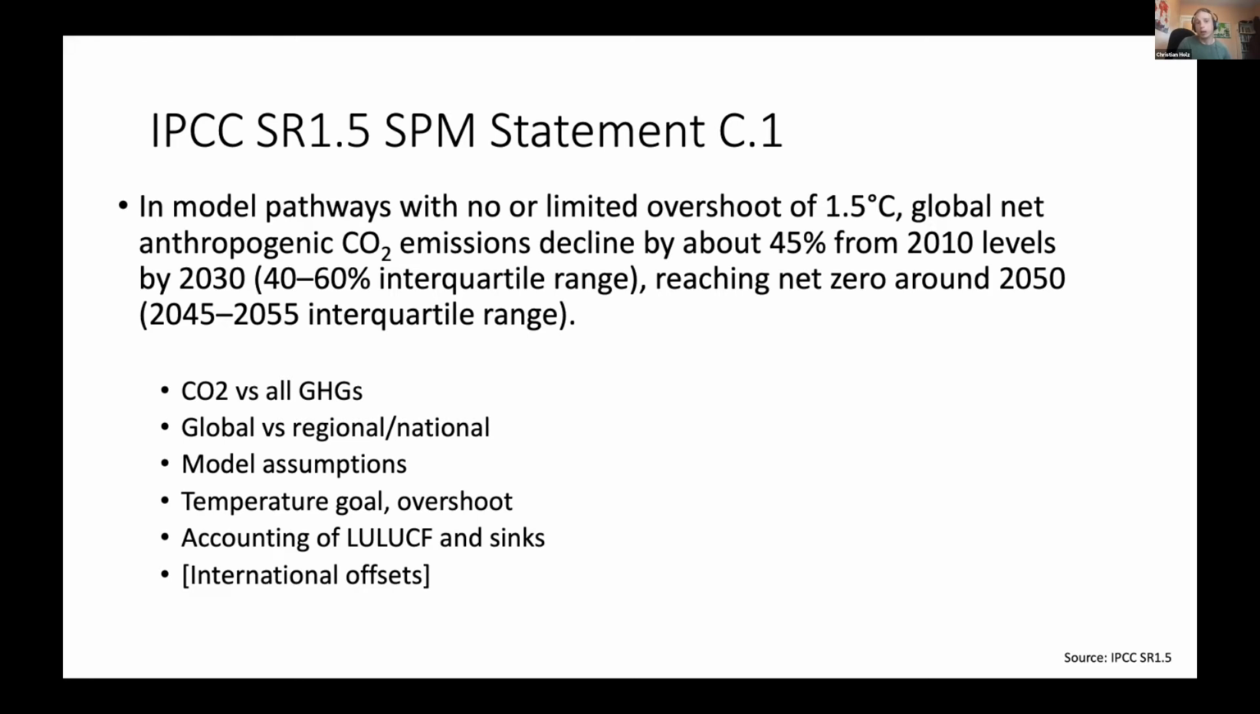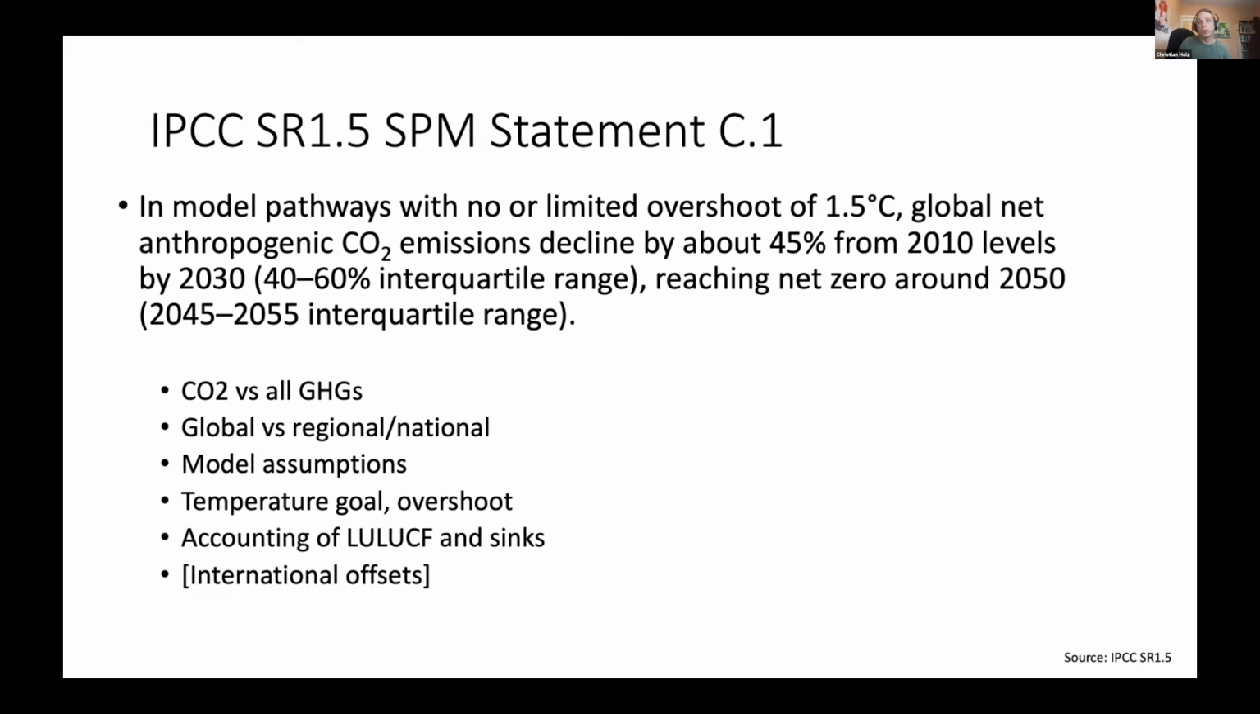around the emissions. So one thing that already jumps out from the text is that this statement is about carbon dioxide only. We know that there are many more greenhouse gases that we need to consider when talking about net zero or phase out of emissions, or when talking about emission reductions. This is, of course, a global statement. It is talking about the world.